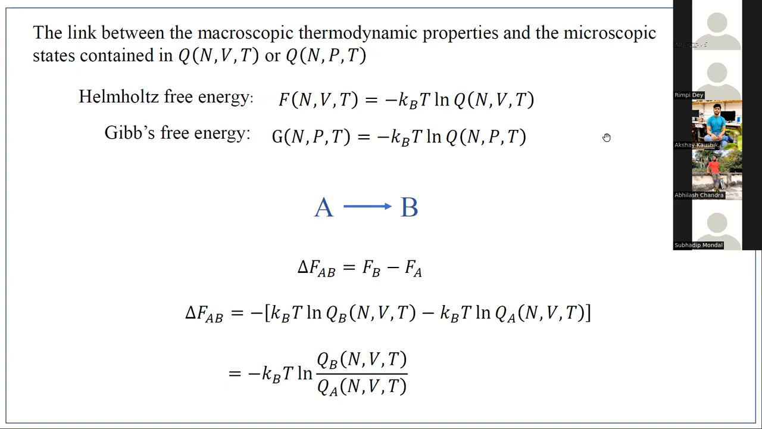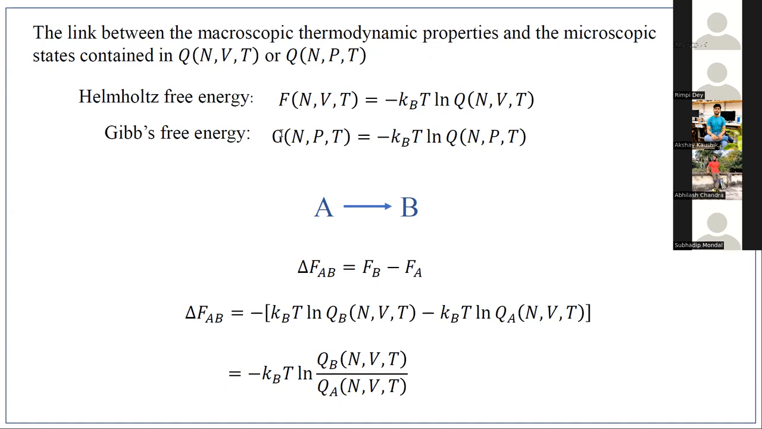So the link between the microscopic thermodynamic property and the microscopic state is the partition function. If the ensemble is NVT, we can get the Helmholtz free energy by this equation, and if the ensemble is NPT, the Gibbs free energy from this equation.